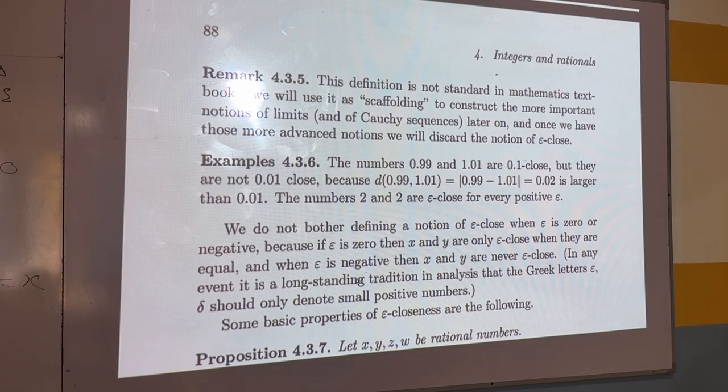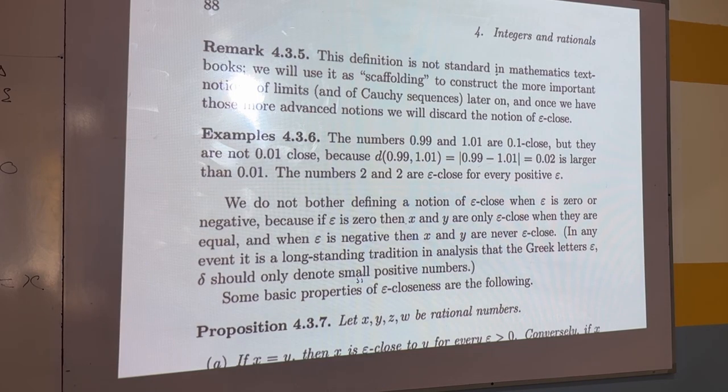Example 4.3.6, I guess you can understand that. I mean, this is a matter of reading. The only thing is, x and y are epsilon close means the distance from x to y is at most epsilon. That's what it means. So you can understand these, so I don't need to go through them.